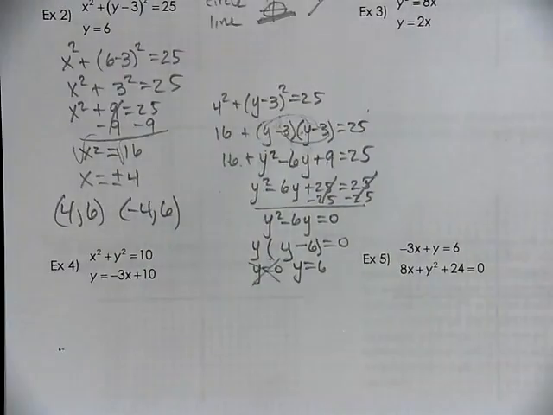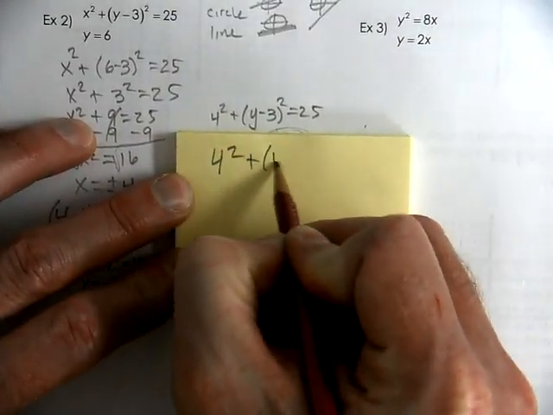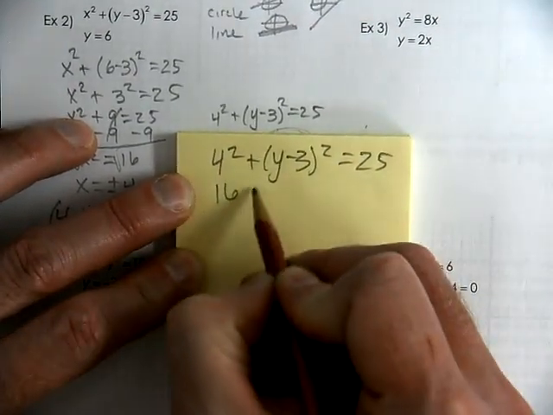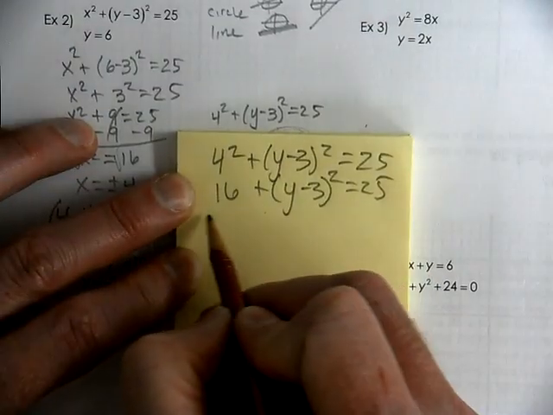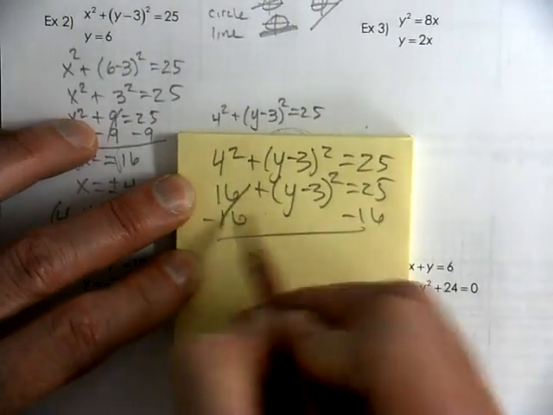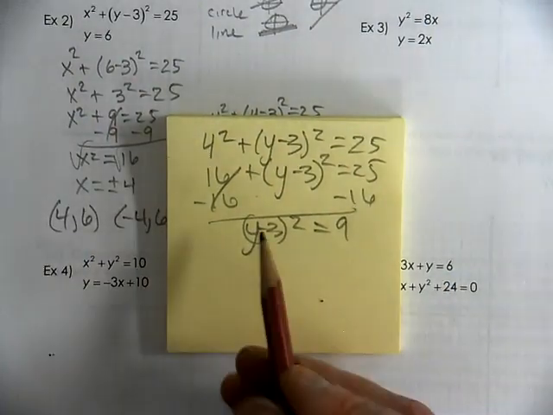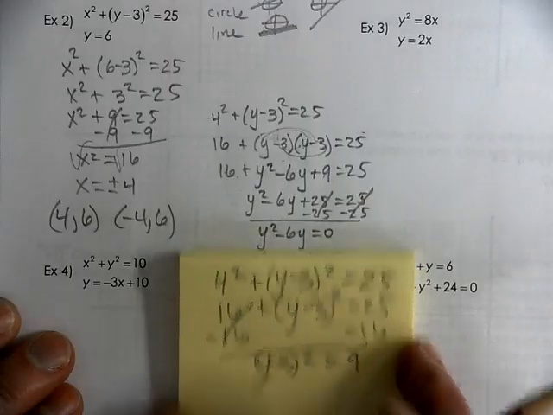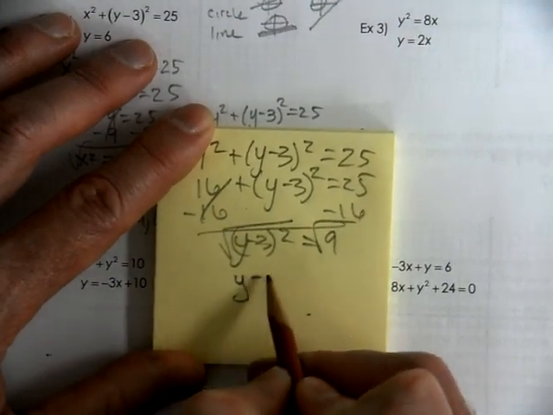There was another method that I could have used here. I got carried away. Another method we could have used, 4 squared plus y minus 3 squared equals 25. I could have subtracted the 16 across. Y minus 3 squared equals 9. I didn't need to square my binomial. I got a little carried away. I did, and it worked out just fine. But you didn't have to. You could have used square roots.